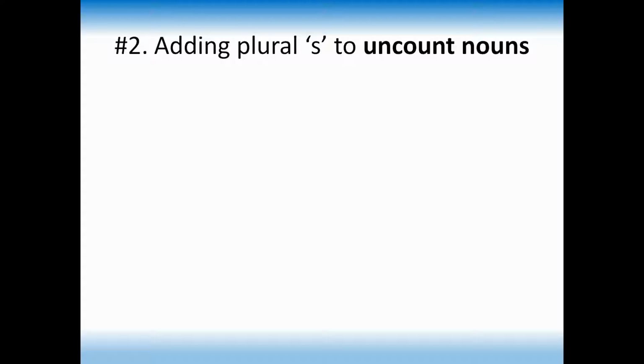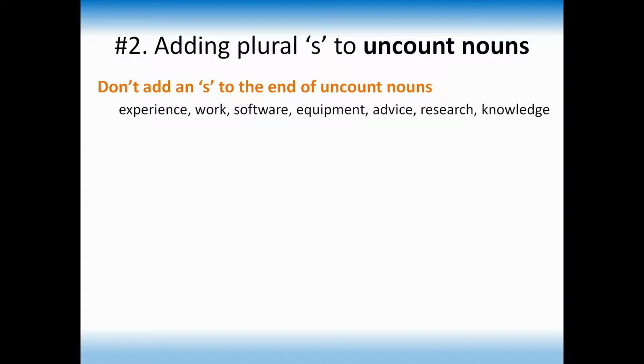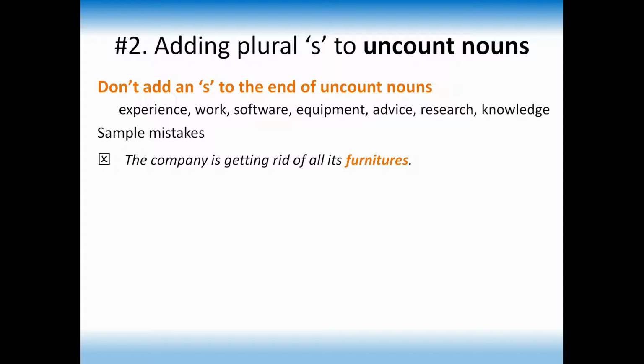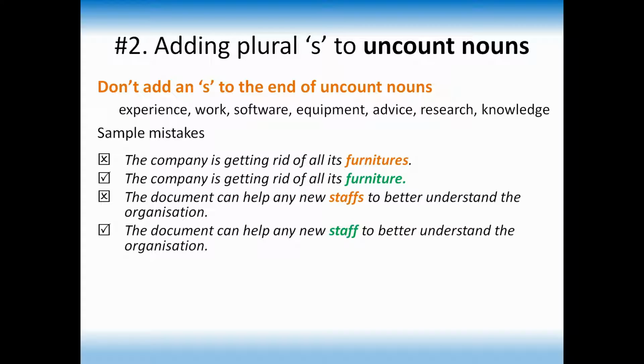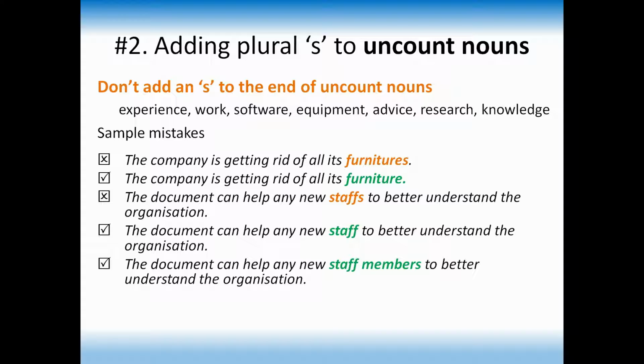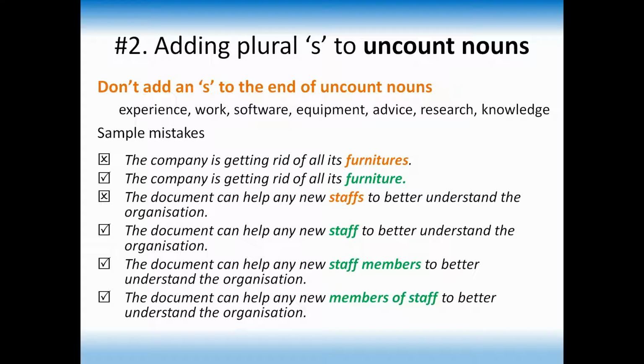The second type is adding plural s to uncount nouns. Don't add an s to the end of an uncount noun. There are some examples. And here are some sample mistakes. The company is getting rid of all its furnitures. It should be furniture. The document can help any new staffs to better understand the organization. Very common mistake. It should be staff. Staff is uncountable. If you want to count them, you can actually say staff members or members of staff.